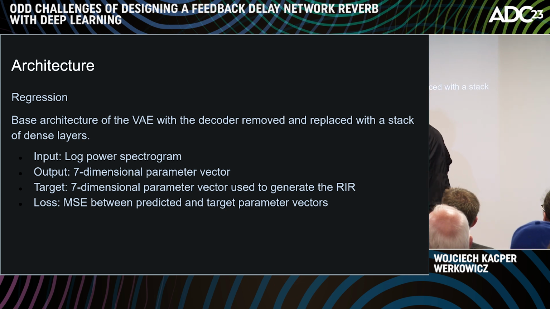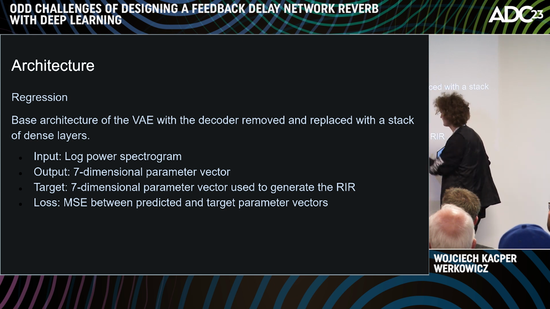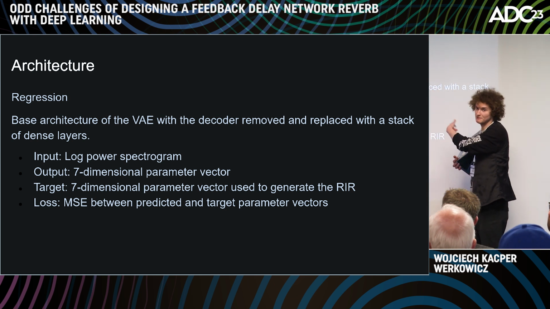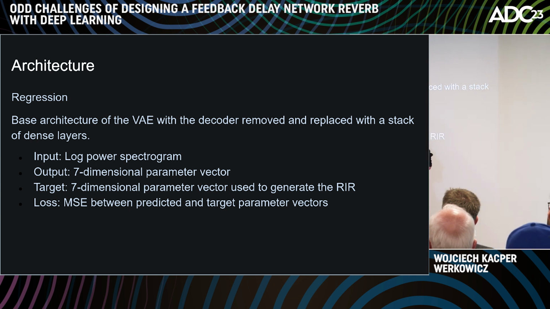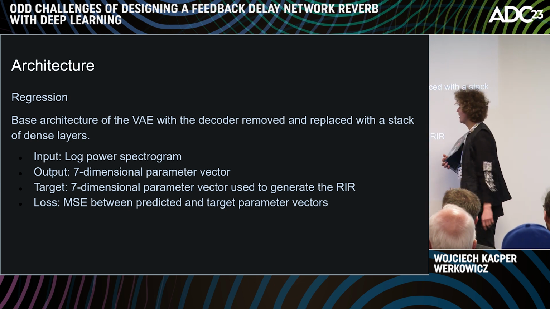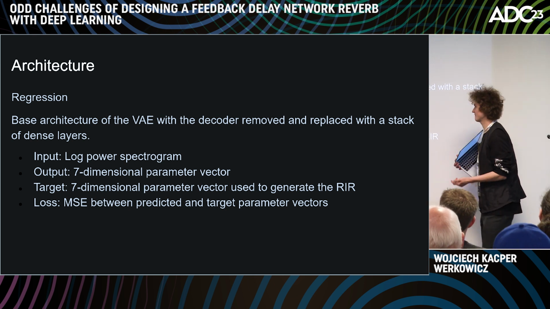Input is left as in the original, so you have the log power spectrogram, and it outputs a 7-dimensional parameter vector. The target, as I said, is again the parameter vector that we use to generate the impulse response, of which this is the spectrogram. And the loss is the mean squared error between the predicted and target parameter vectors.